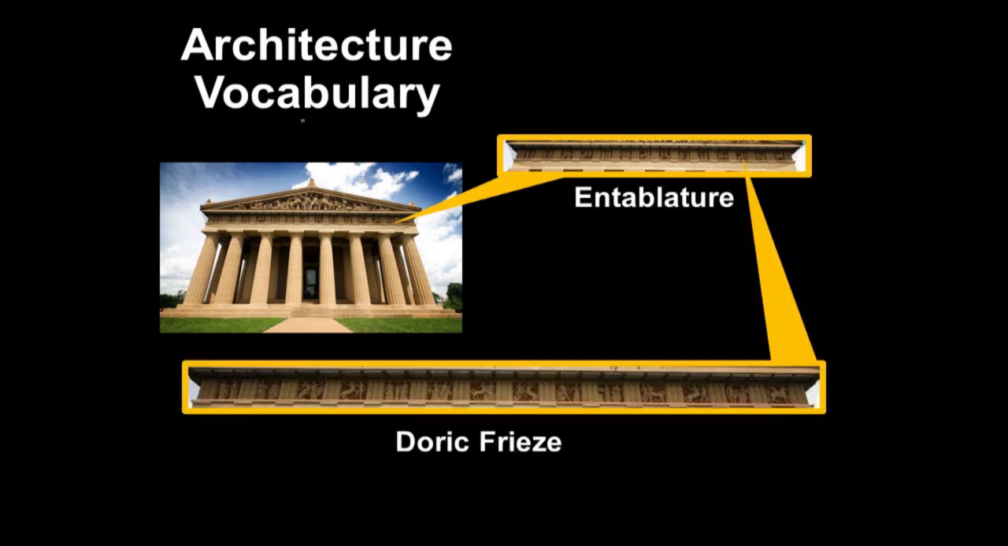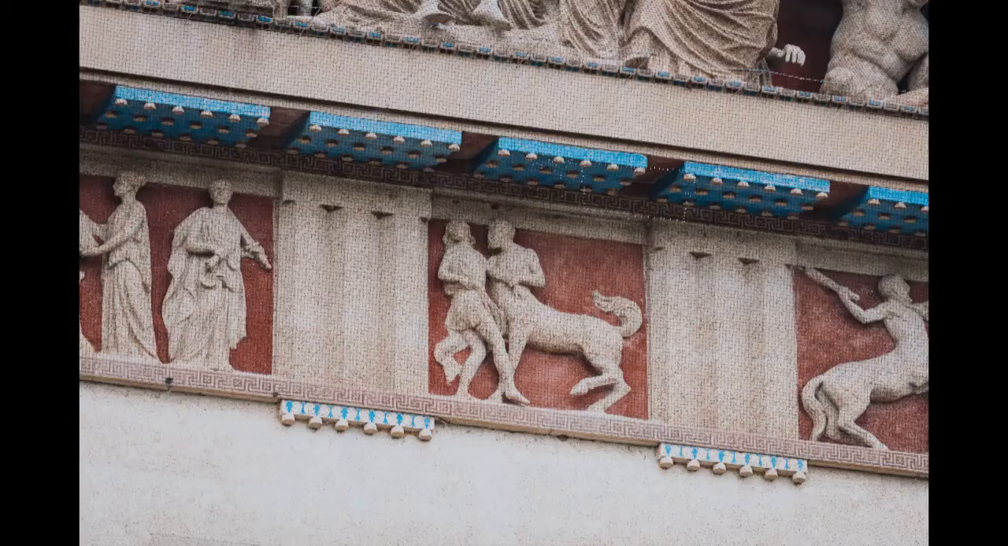A really important feature called a Doric frieze is found in the entablature. And a Doric frieze has two parts, triglyphs and metopes. A triglyph is a panel that has two little grooves in it so that it looks like it's made up of three parts. And a metope is the square space between the triglyphs.